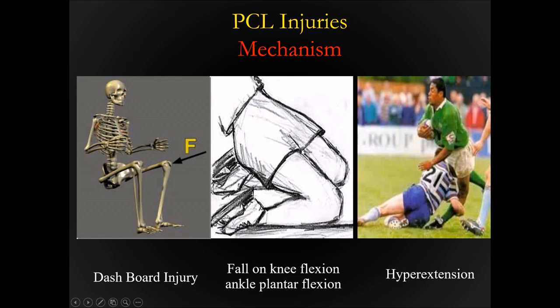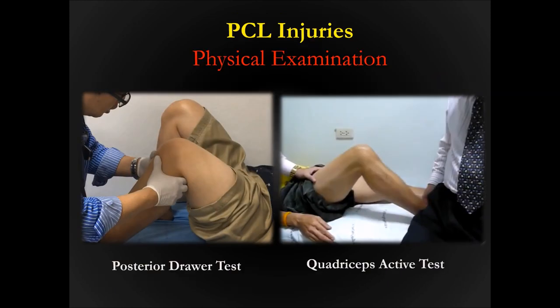Okay, and the second mechanism, this is common in football. Okay, when they're falling down, they bend the knee, and then ankle plantar flexion. So that's a force that pushes the PCL to the back. The last situation is hyperextension. This is very severe. Hyperextension, most of the time, is not only the PCL, they always combine with multiple ligament injury. Okay, we call this the mechanism of the PCL injury.